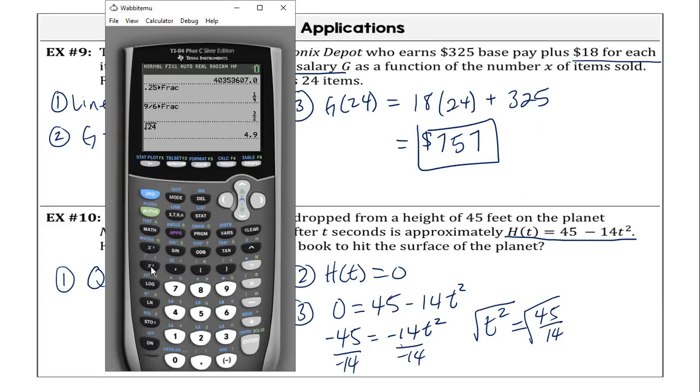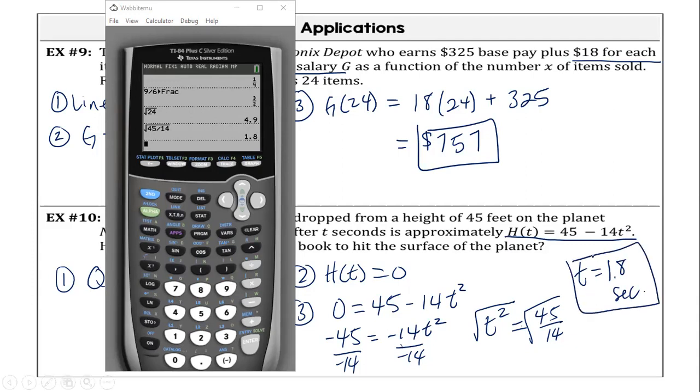Perfect. So there we go. I type it in. We'll leave it at 1.8 of a second. So what is our time? T equals 1.8 seconds.